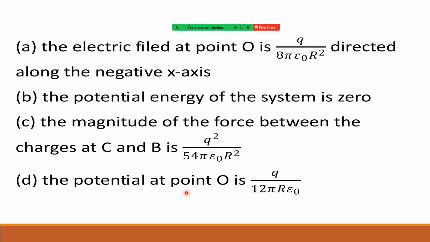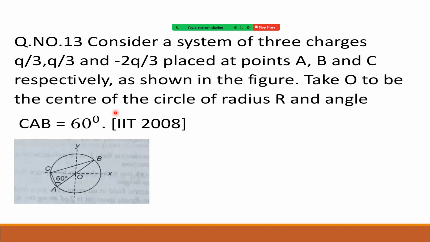Next we can verify option B. The potential energy of the system is 0. Check it once. Potential energy means we have to focus on all three combinations: AB, BC and CA. Now see carefully. Here angle 60 means the separation between A and C equals R. Right.